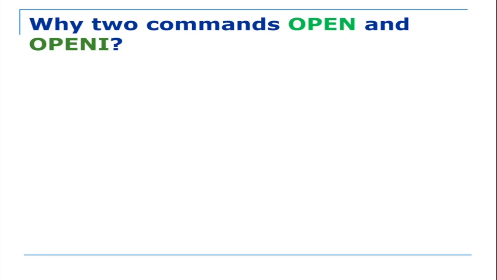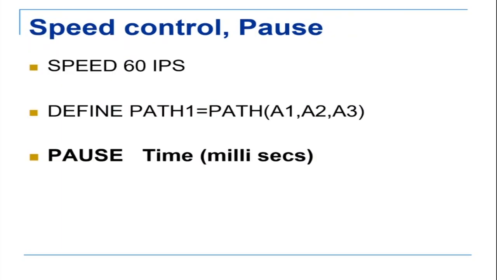That is essentially for safety purposes when a robot is moving, in terms of an open loop command or a closed loop command. The other commands that are there are speed IPS. IPS means inches per second. This is the end effector speed. It can also have meters per second, so MPS is meters per second. Yeah, this is also available.